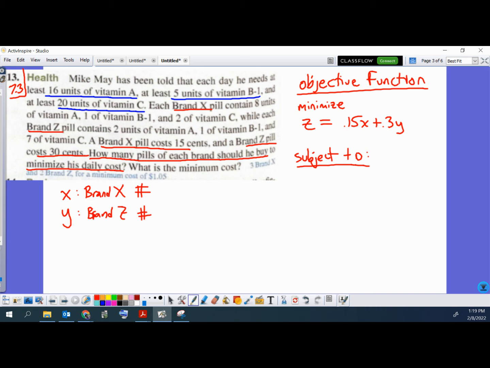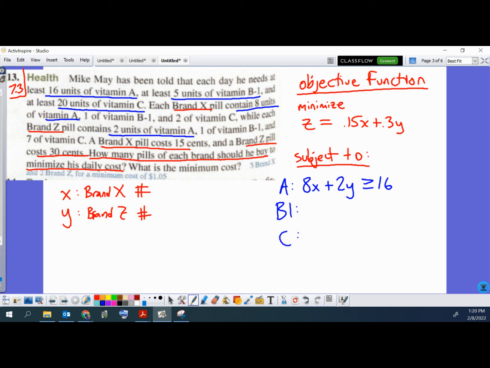So if you look at brand X has 8 units of vitamin A. And if you look at brand Z has 2 units of A. So you're going to have 8x plus 2y for vitamin A. I'm going to put A here. And A has to get to at least 16. So that's got to be greater than or equal to 16. If you think you got the idea now, maybe pause and try the other ones. I'm going to do a B1 and a C constraint.